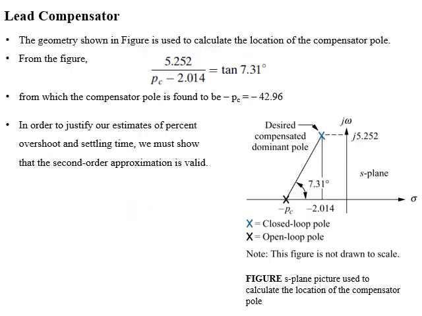Dear students, after finding the angular contribution required from the compensator pole, we will use geometry to find out the compensator's pole location. Now using the figure and applying trigonometry, we get the result that the compensator pole will have a location of minus 42.69. Now in order to justify our estimates of percent overshoot and settling time, we must show that our second order approximation is valid.